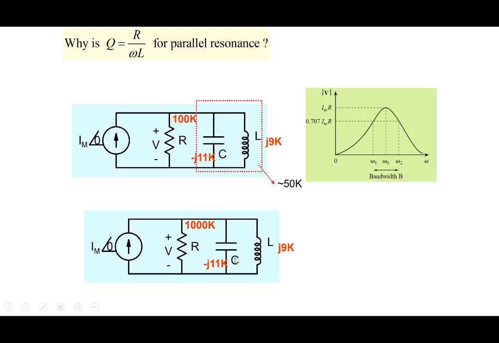While in the next case, the reactance is still around 10K at resonance, but the resistance has been raised to 1000K, and you can see the difference between these two cases. Just a little bit below resonance, and as you go to resonance, what happens to the change in the impedance here? I would suggest you look at the same thing in this particular case, and then you will realize why Q is R by omega L and not omega L by R in this particular case.